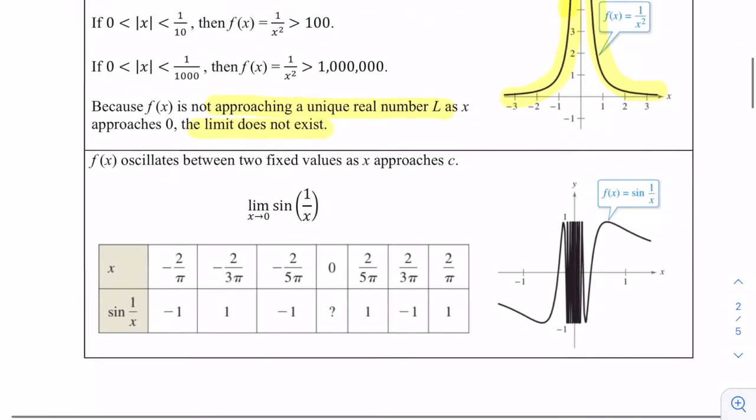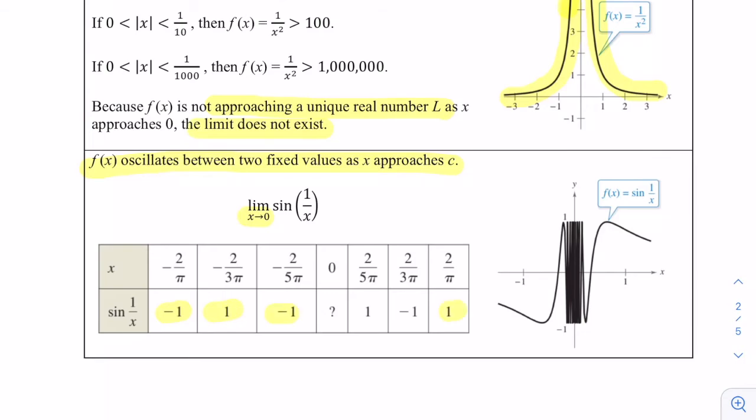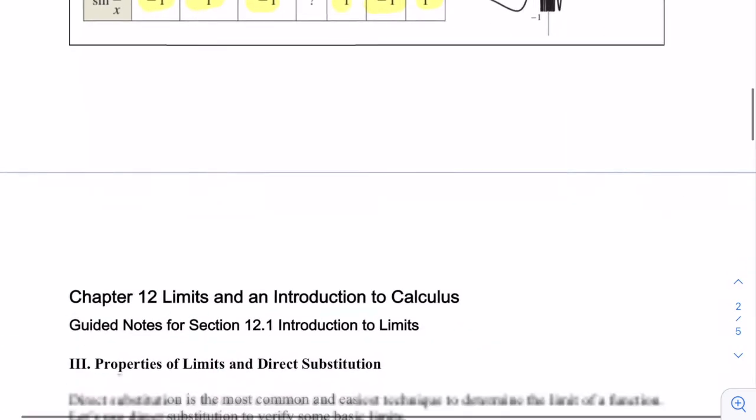The third scenario is when f of x oscillates between two fixed values. As x approaches 0, it's oscillating, so it goes from -1, 1, -1, and then from the right, 1, -1, and 1. Because it's oscillating, we have to say that this limit does not exist.